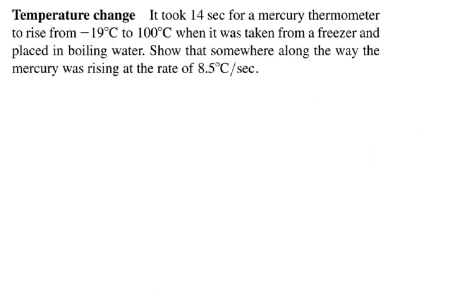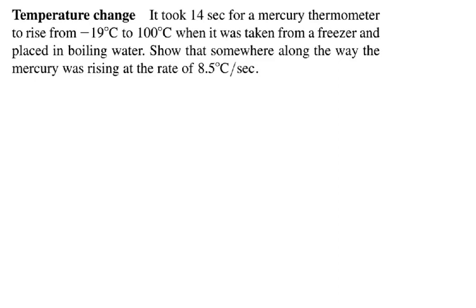So we have one last problem here, talking about temperature change. And we're going to say it took 14 seconds for a mercury thermometer to rise from negative 19 degrees Celsius to 100 degrees Celsius when it was taken from a freezer and placed in boiling water. Show that somewhere along the way, the mercury was rising at a rate of 8.5 degrees Celsius per second.